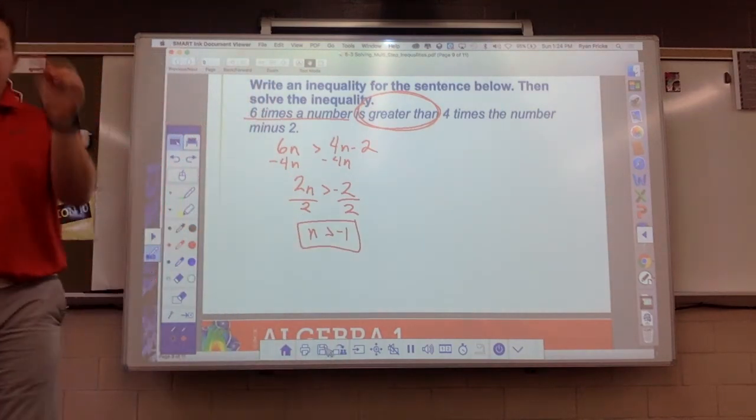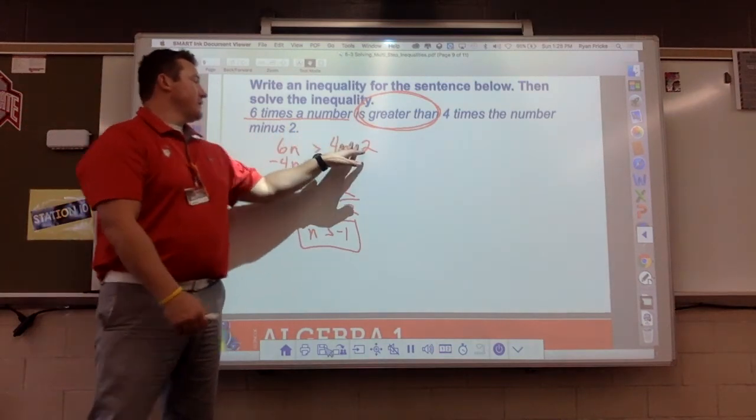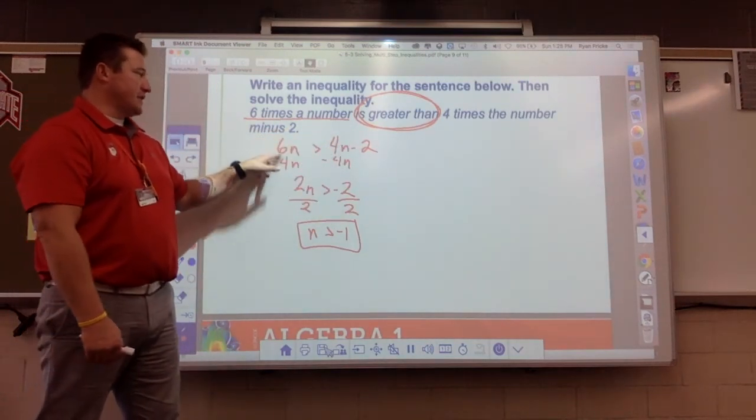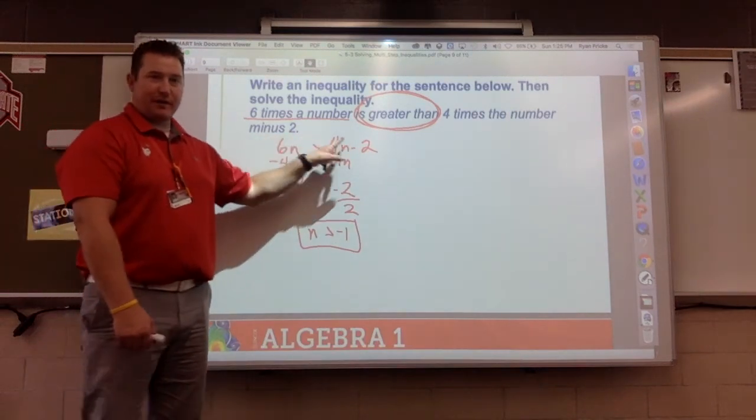There you go. So any number bigger than negative 1, when you do this, right, and you multiply that number times 6, and over here you multiply the number by 4 and subtract 2, this number will always be bigger than that number.